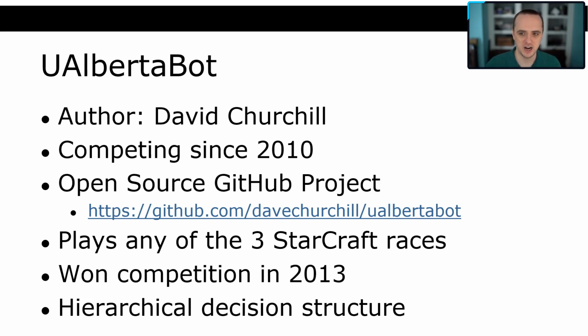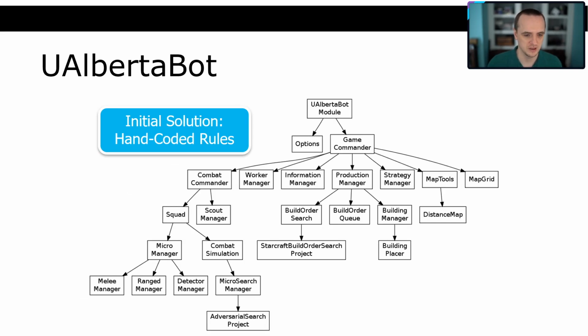But it has a hierarchical decision structure. So I think this was a cool way of doing things. The initial version of UAlberta had all these modules, and it still does. So it has a game commander, it has a combat commander. The game commander makes these really high-level decisions. It tells the combat commander to accomplish a specific task. The combat commander has squads. The squads give out the micro assignments. So it's almost like a military command structure, right?